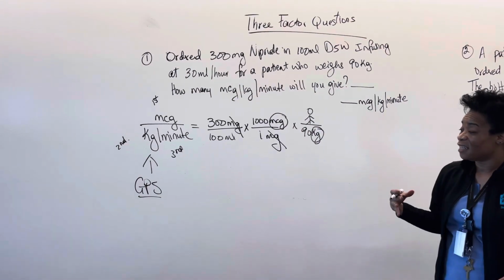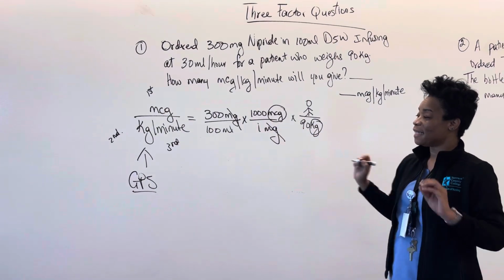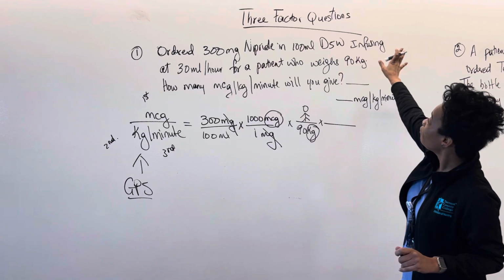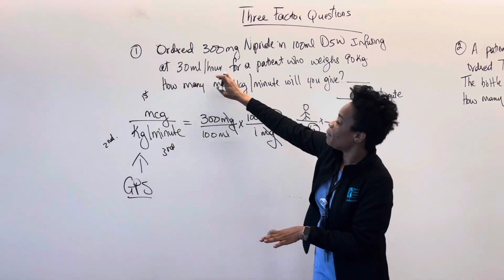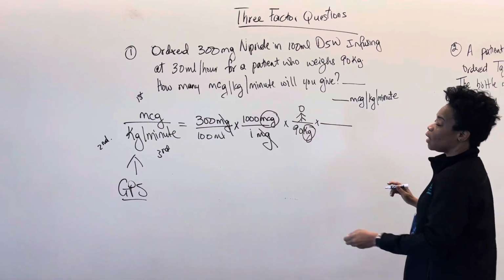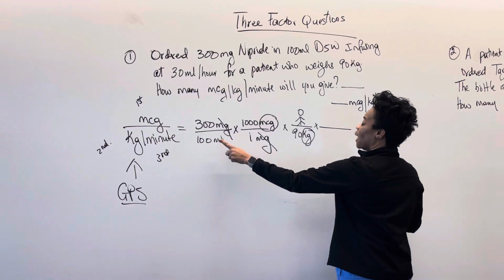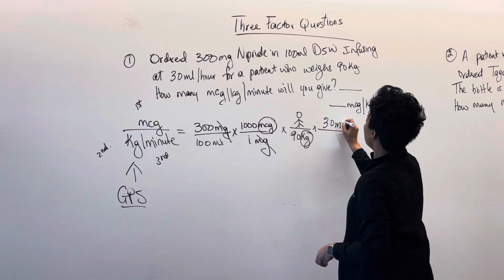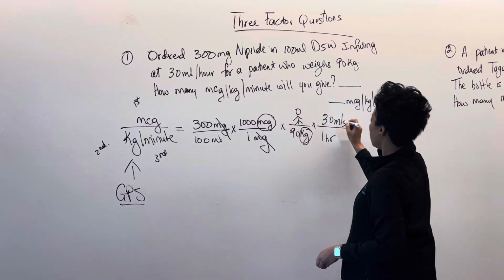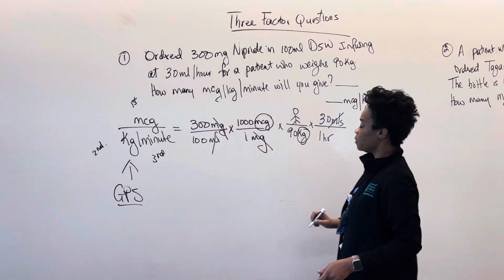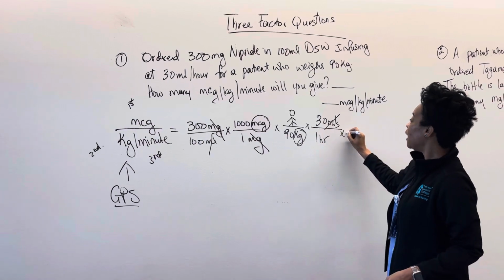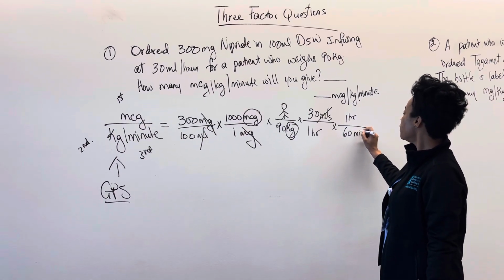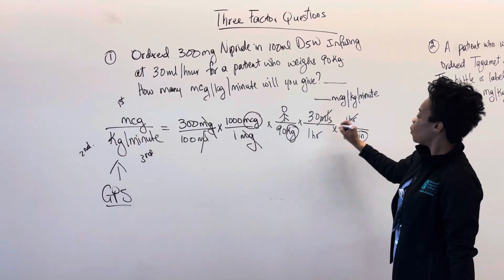Now all I need is to get minutes. I need time. Time has to be on the bottom. And I have here 30 mLs 1 hour. So I have mLs on the bottom and I need to get rid of it. So I need to put mLs on top. 30 mLs 1 hour. mLs cancel mLs. I have 1 hour here. I need to get to minutes. 1 hour, 60 minutes. Hour cancels.